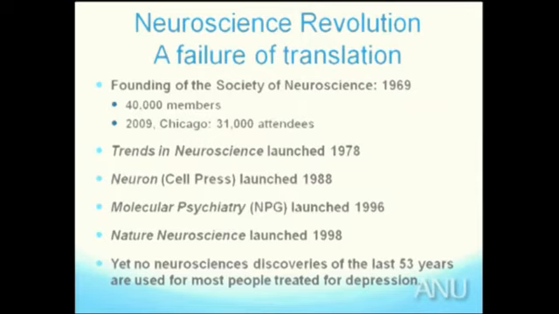And yet, no neuroscience discoveries of the last 53 years are used today to help most people who are treated for depression. The vast, vast majority, over 90% of people who go to a doctor with depression receive medications that have nothing to do with anything that happened in the last 53 years. And those medications are based on what I'm going to tell you in a second.